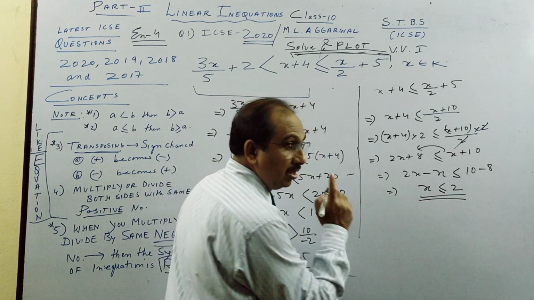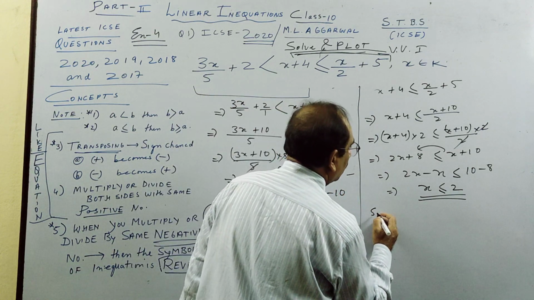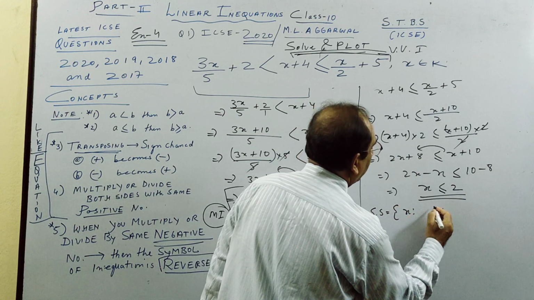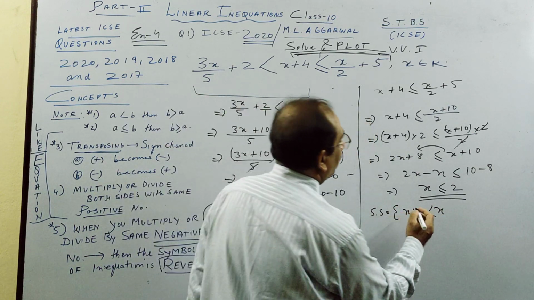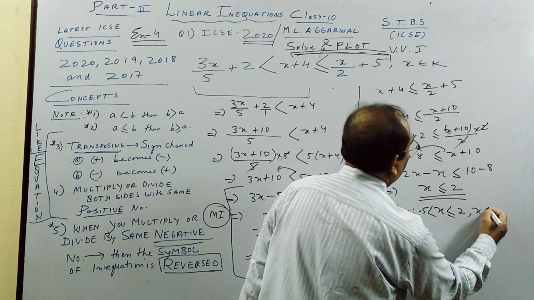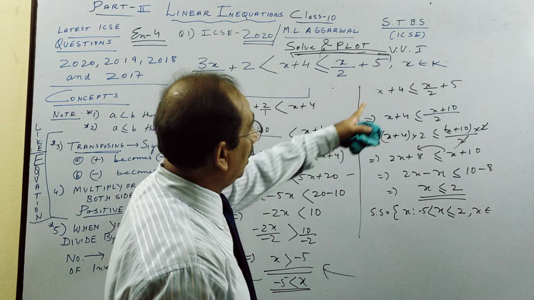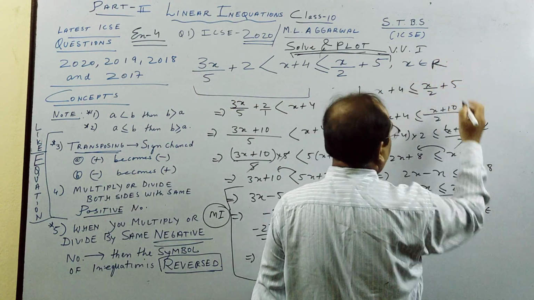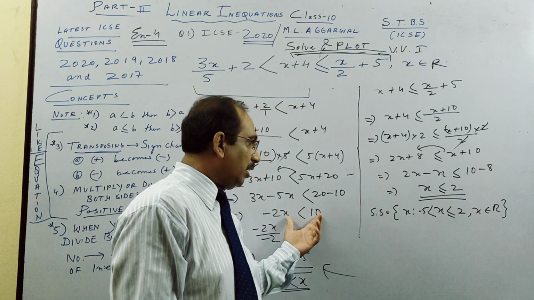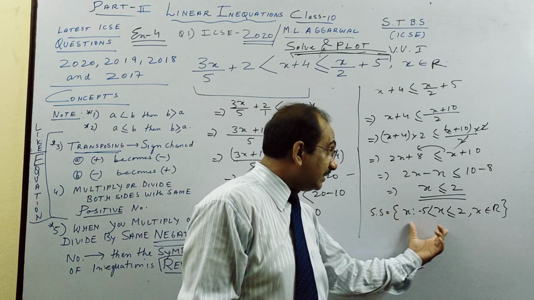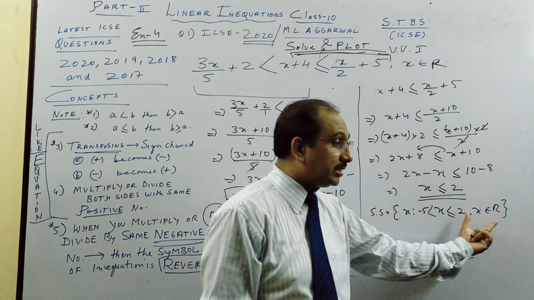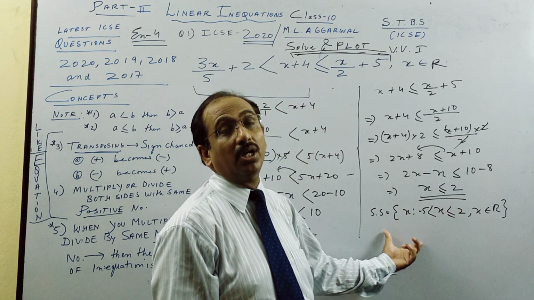So finally, what do we write? Very important for ICSE. We will write the solution set: x such that x is greater than minus 5, less than or equal to 2, and x belongs to real numbers. Very important. This 2 generally gives you 1 mark. And writing it in this form, because it is real numbers, gives you another mark. And since it is real numbers, you cannot write it in tabular or roster form.